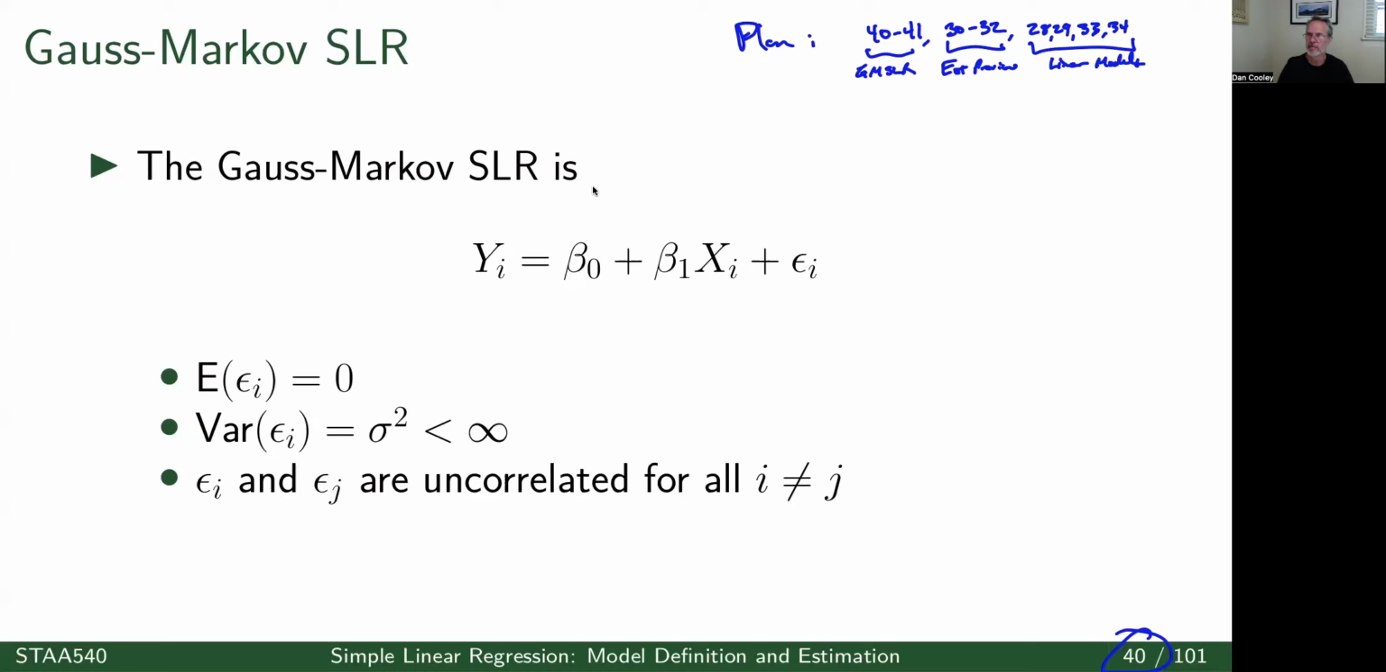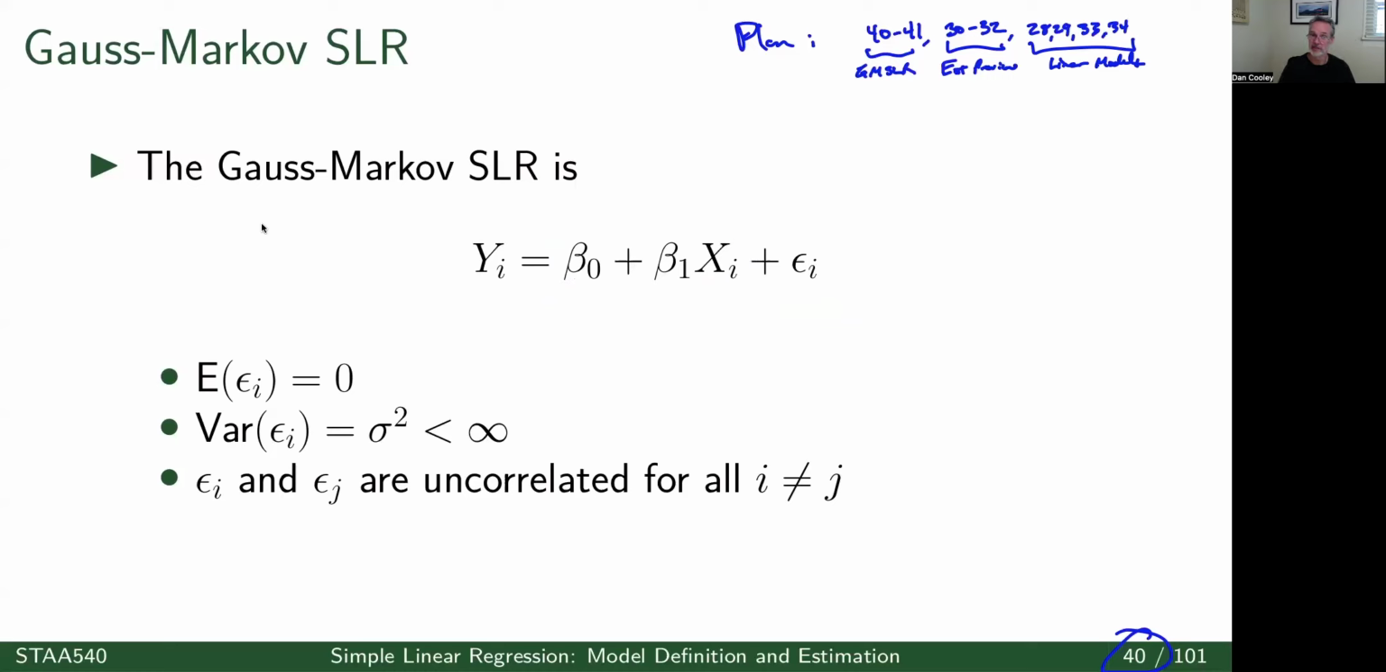Okay, so slides 40 and 41 can be seen as a review of what we covered at the end of the previous video. We introduced the Gauss-Markov simple linear model. Yi is the response for observation i. Xi is the predictor variable for observation i. Xi is not random. The randomness arises only from the error term, which is anything that's not explained by the deterministic piece, beta naught plus beta 1 times xi.